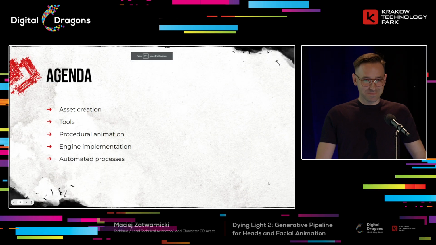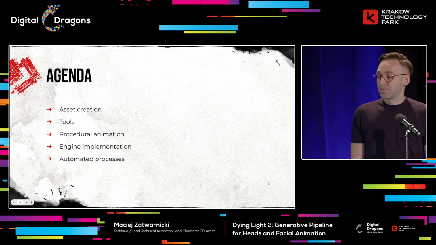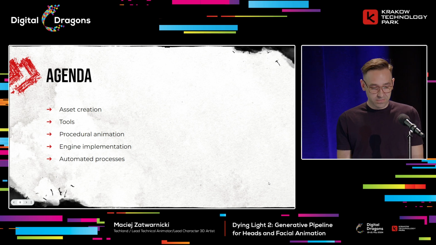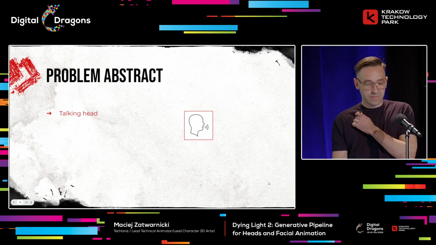Yep. That's Dying Light, and we start with the agenda. We're going to talk about asset creation, tools, procedural animation, engine implementation, and automated processes. So it's a lot to cover in this presentation, but we'd like to start with a problem abstract. Why did we need that pipeline?